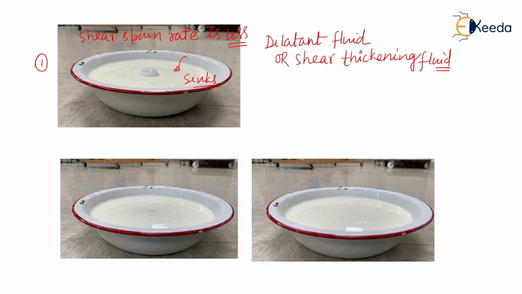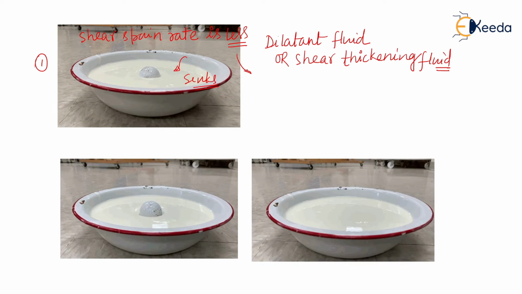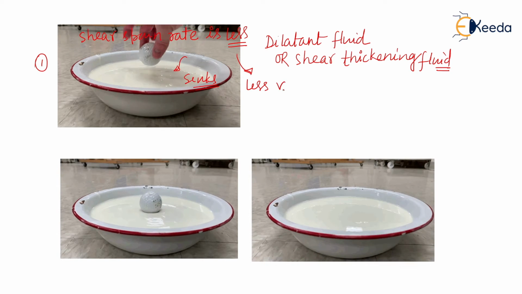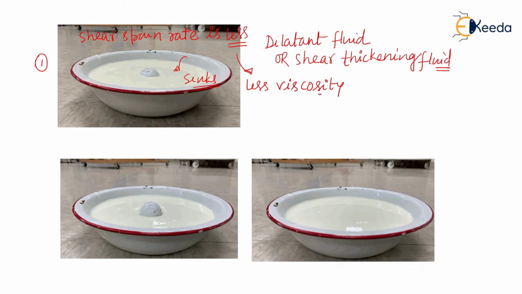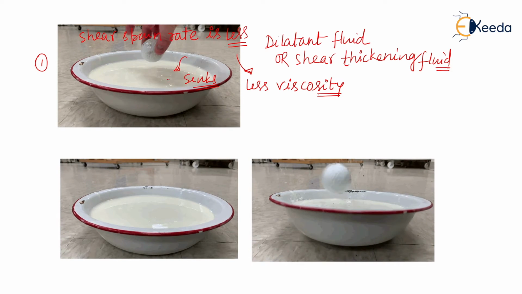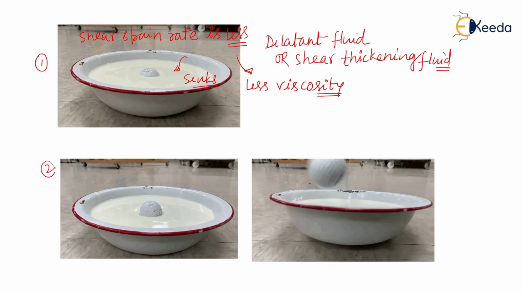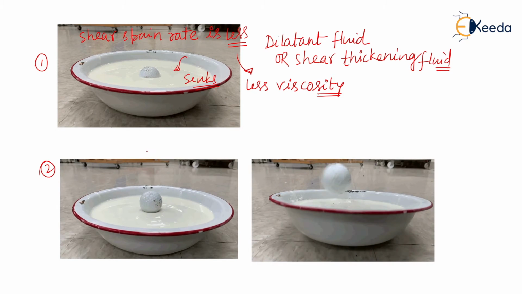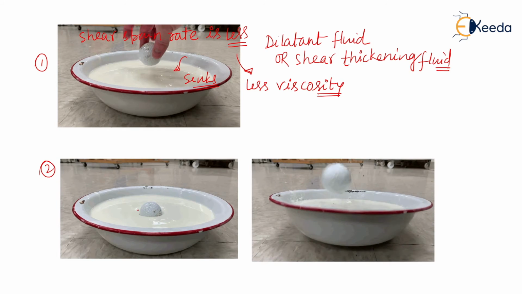So that means if shear strain rate is less, it will offer less resistance, or we can say less viscosity. Here viscosity will also be less. But in the second case, if you see, the object is actually placed from some height, so it is coming with more velocity. It will offer more impact force.